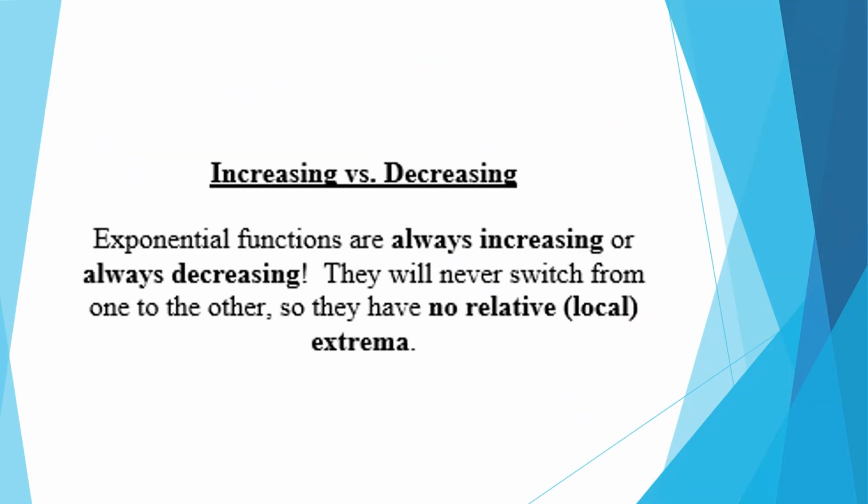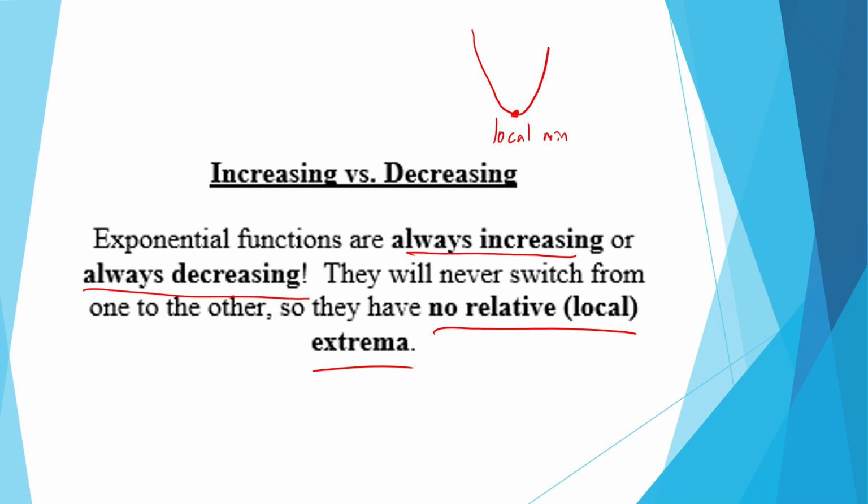And so now let's look at some key characteristics of exponential functions. The first one is increasing versus decreasing. So depending on if it's like growth or decay or anything like that, exponential functions are always increasing or always decreasing. They will never switch from one to the other, so they will never have any relative or local extrema, right? Because you get local extrema when you go from decreasing to increasing. That's where you get local extrema, like a local min there. However, exponential functions are just decreasing, so no local extrema will be produced from them.